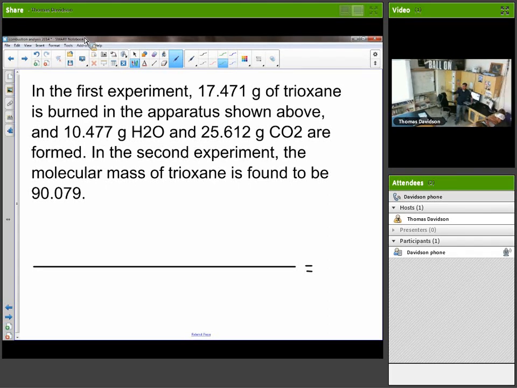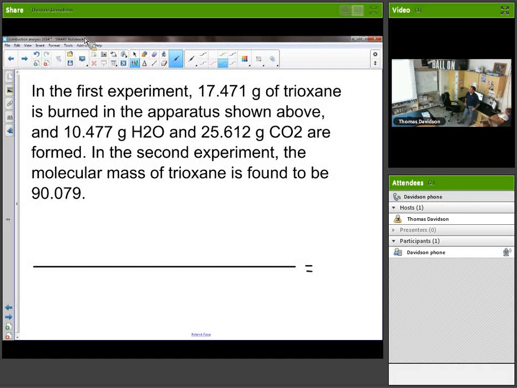This is cut out from somewhere on the internet, so it might look weird, but what? Trioxane? There is oxygen in it.